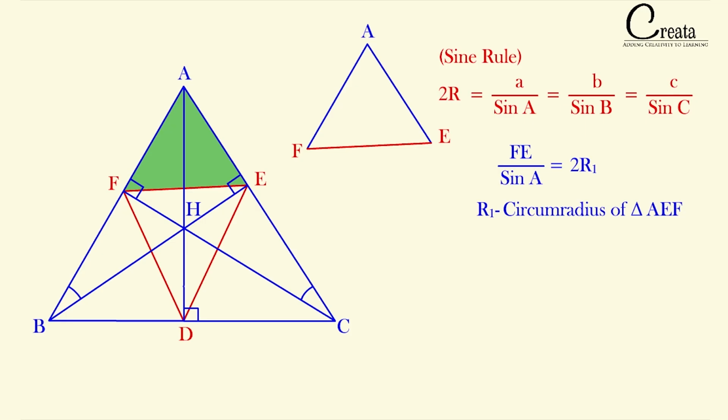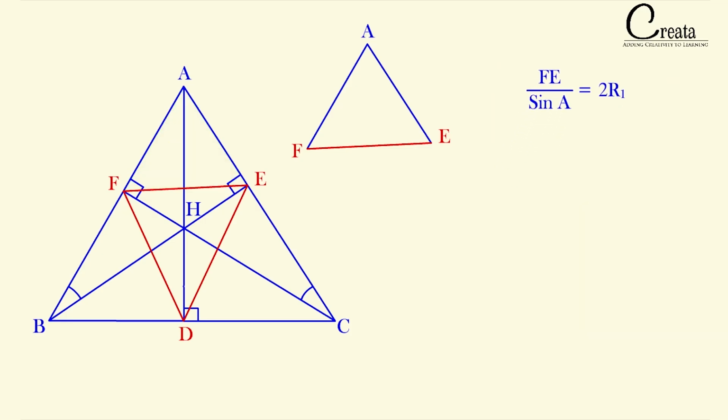And we have applied the sine rule, that is A upon sine A is equal to 2 times R. Here the side A we have taken as FE. So FE upon the sine of opposite angle, that is sine A, is equal to 2 times the circumradius. We have applied the simple sine rule.